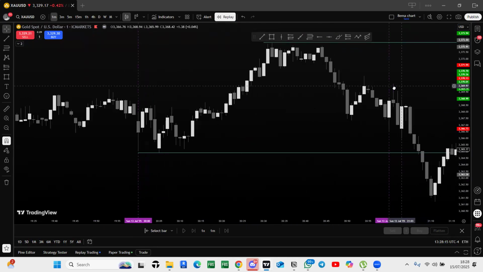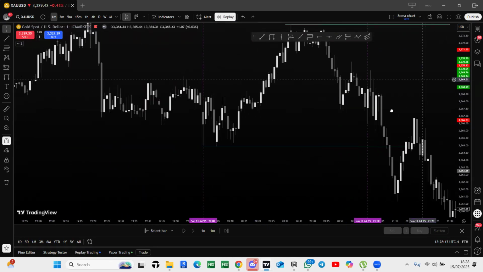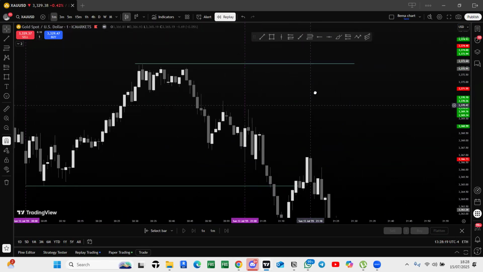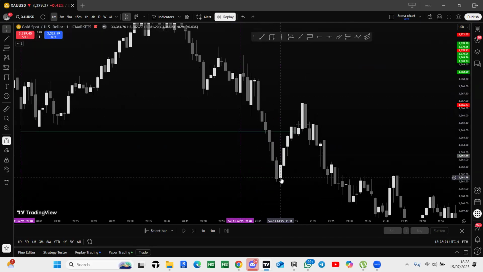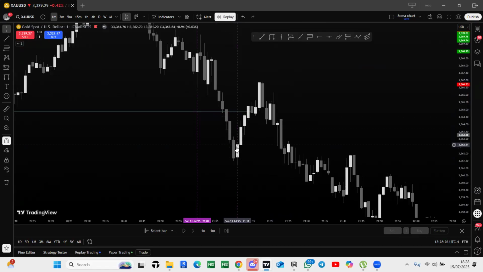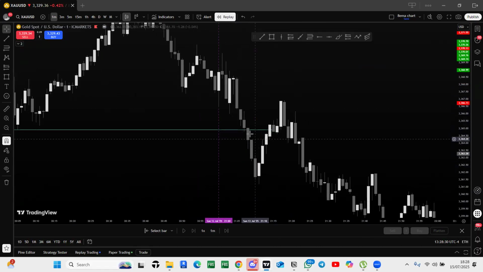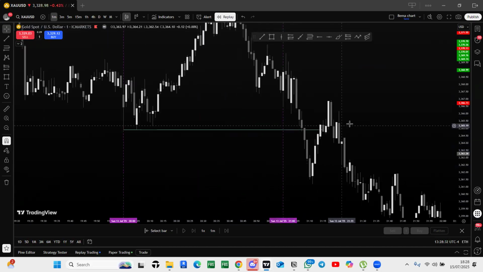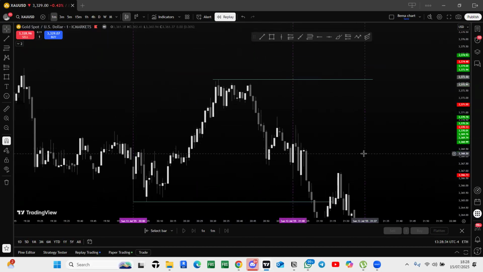Okay. So this was the 9 o'clock mark. And this was where price dropped below that nine. So now we're looking for longs, right? Because it has already touched the lower part. We're looking for longs back into this range here.